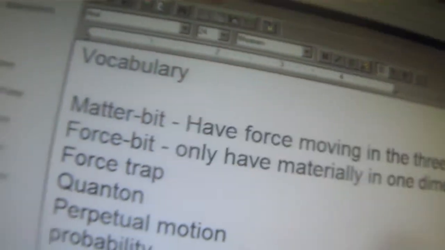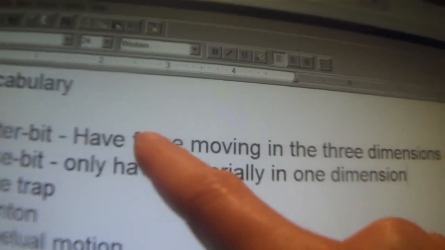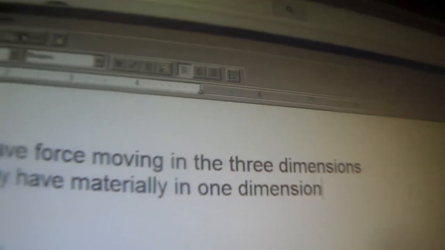All right. I've got to get this writing stuff done, but I just haven't done much of it. I was working on vocabulary, because this seems to hang people, since all these traditional words are so broken. And so, yes, I call matter bit that which has force moving in the three dimensions.